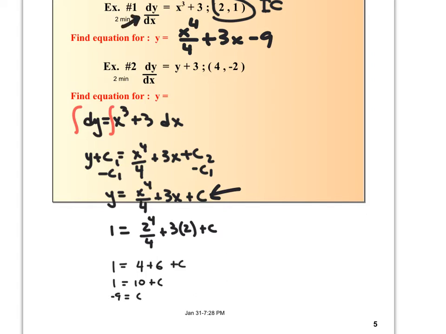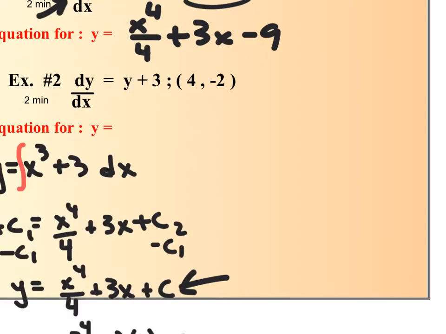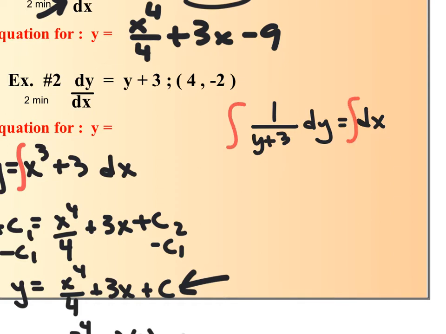Alright, so I'm going to clear this out. I would like you to try example 2, and I'll come back with the answer. Okay, so that one wasn't very fair, so I'm going to walk through this one with you. Notice that I don't have an x involved, so what I'm going to do is divide both sides by y plus 3 and multiply both sides by dx, and then I'm going to integrate that with an initial condition of 4, negative 2.